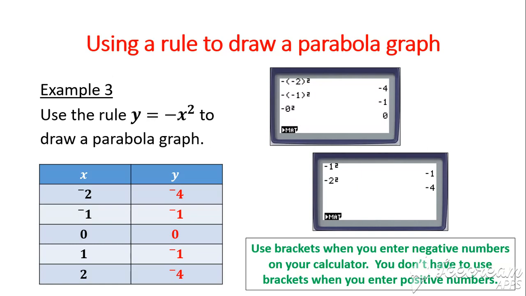If you're using a calculator, you've got to type in your negative, then go bracket, -2, close bracket, squared, and you should get y equal to -4. So it's a little tricky. Work through it very carefully. Pause the video if you need to. You should get the same y values that I get.